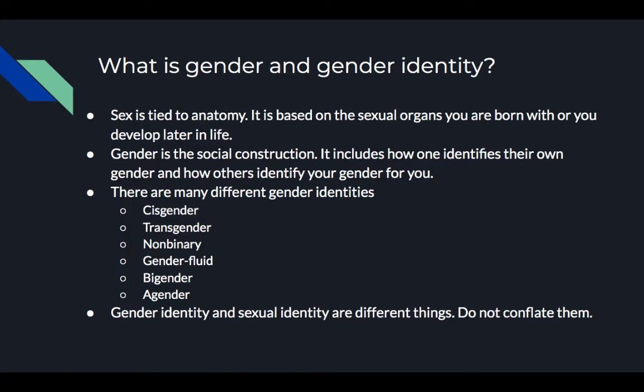Gender fluid refers to shifting gender identities depending on context and situation. Bigender, meaning that you identify with parts of both gender identities, and agender, meaning that you don't identify with any particular gender category. A lot of people conflate gender identity and sexual identity. They're very different, so don't make that mistake.